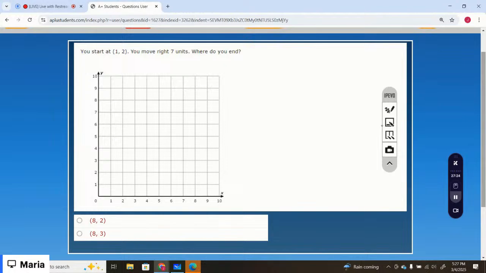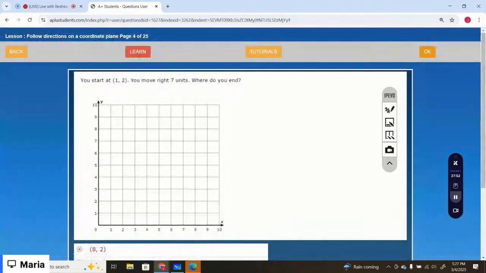You start at 1, 2. Move right 7 units. That is 8, 2. Option number 1 is the correct option.